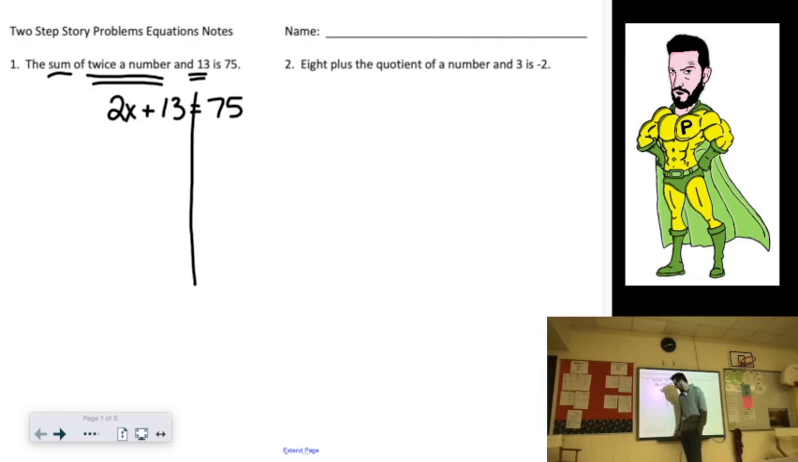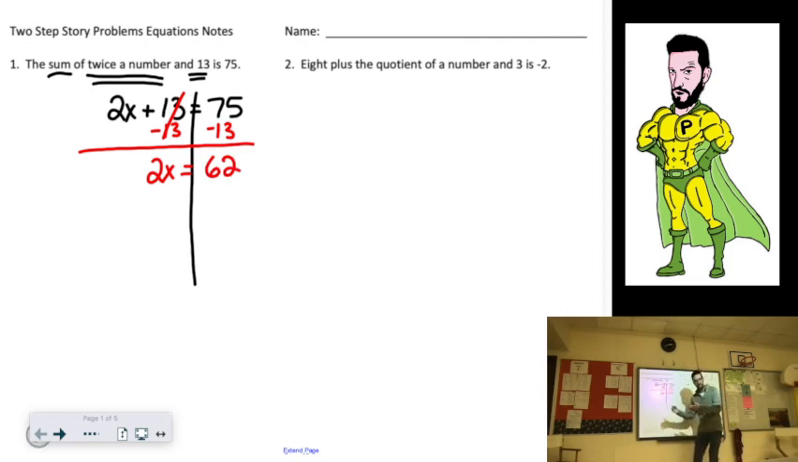Let's solve it. We're all set up. I see plus 13. What are you thinking? Yeah, minus 13, because 13 minus 13 is 0, and that's what we want. We want it to go away. So we just have 2x on the left side. The right side, 75 minus 13 is 62. Cool. 2x means 2 times x, so we need to divide both sides by 2. 62 divided by 2 is 31. That wasn't even that bad.